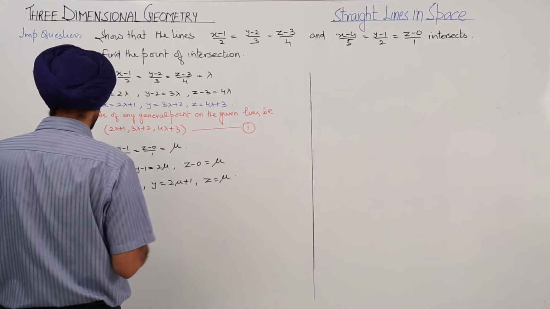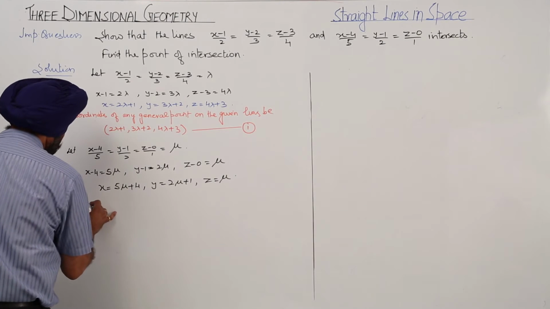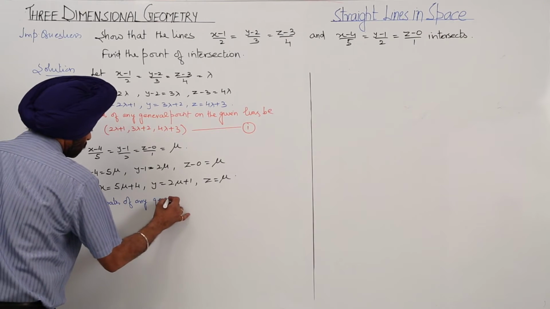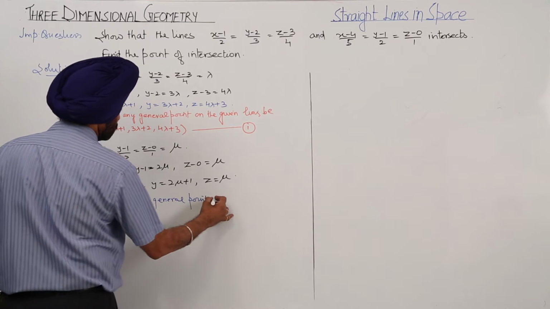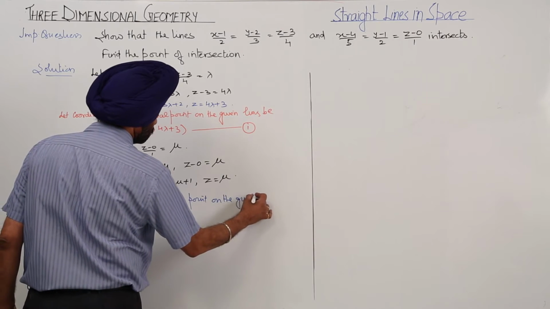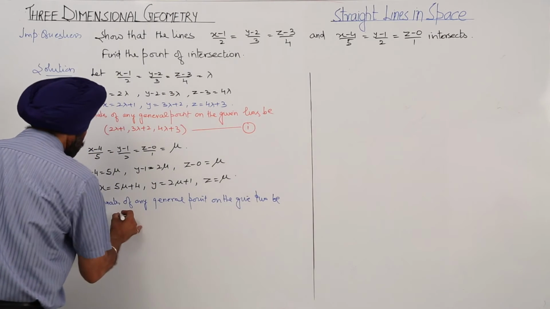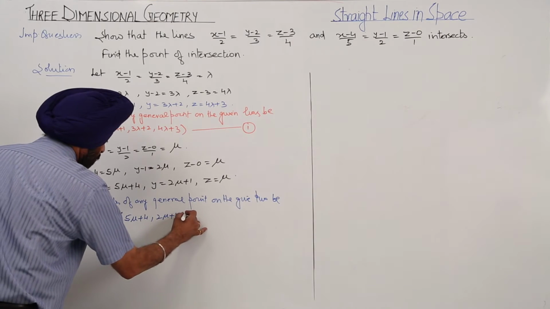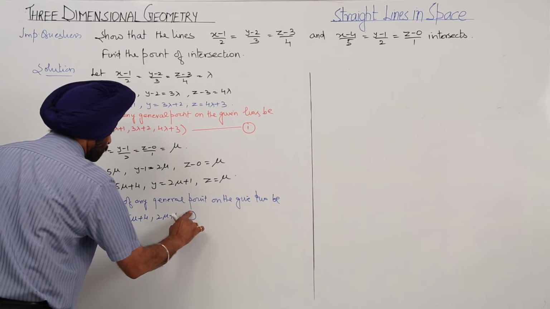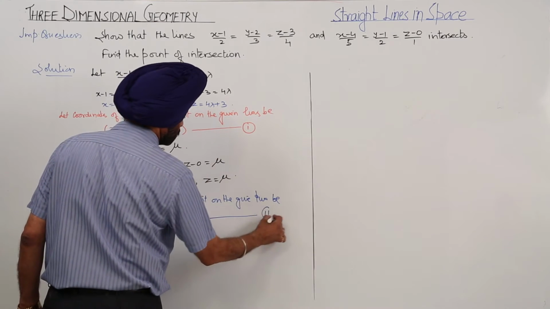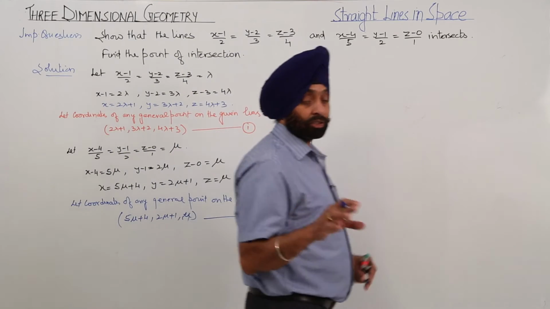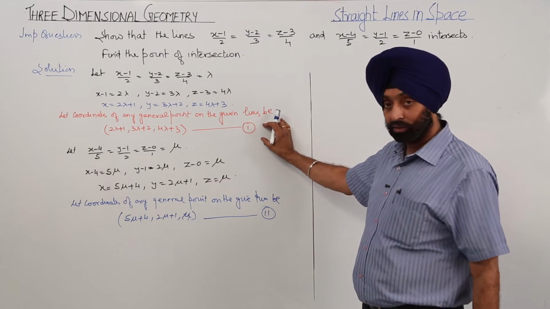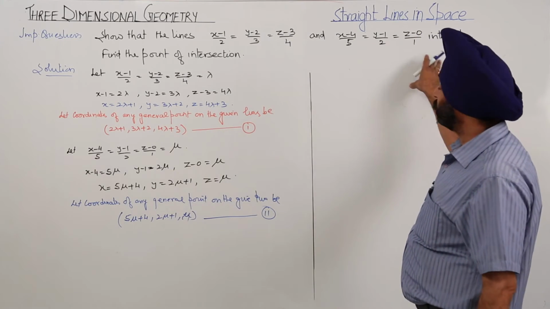Now, let the coordinates of any general point on the second line be (5 mu plus 4, 2 mu plus 1, mu). So from these Cartesian equations, we have found the coordinates of a point on the first line and on the second line. Now, we have to find whether the lines are intersecting or not.